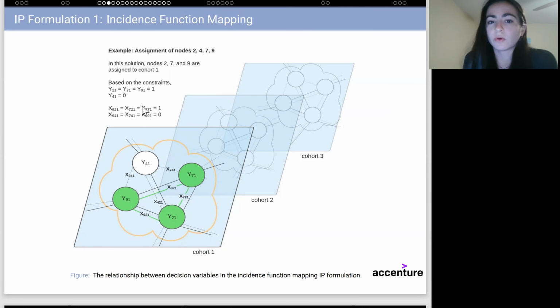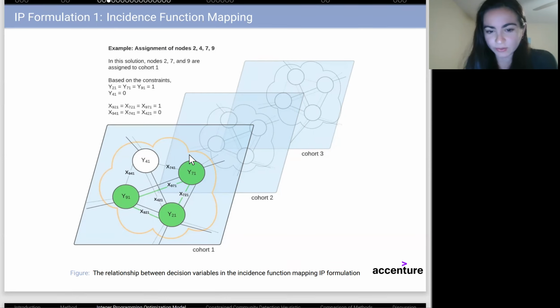So the y variables are representing the nodes, where the X variables represent the edges, and then there's a third index to represent the cohort. And we'll get more in depth with this really soon.